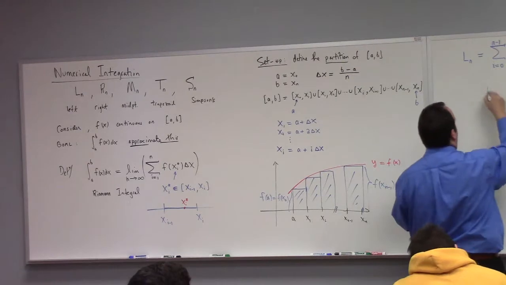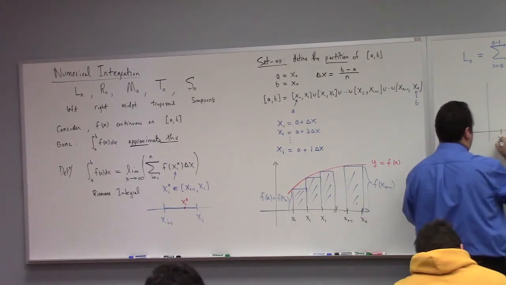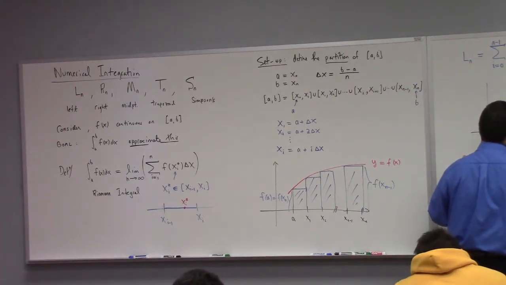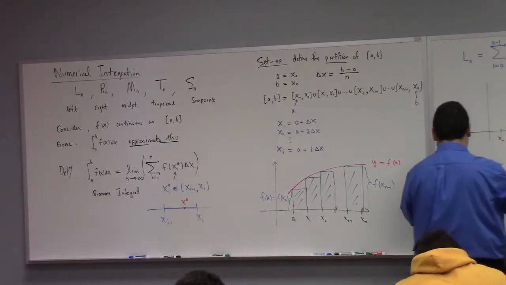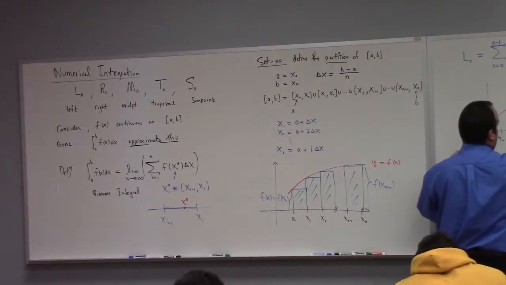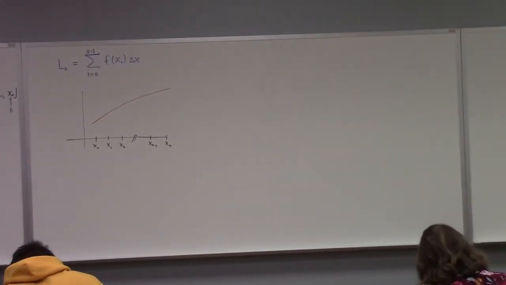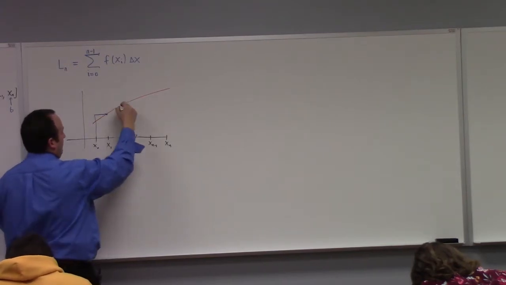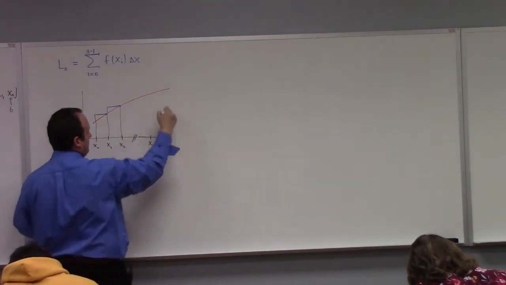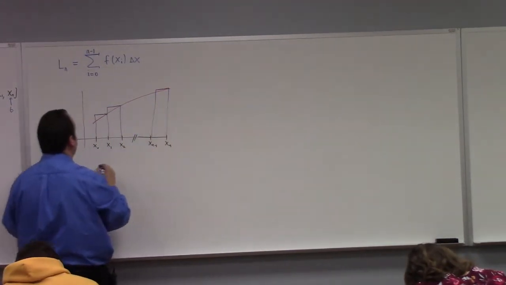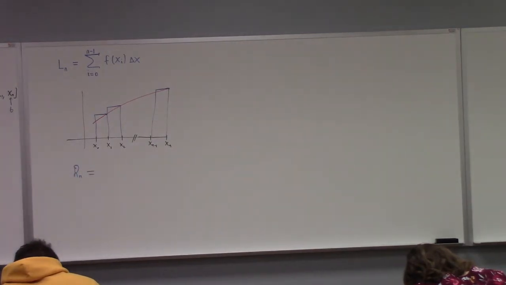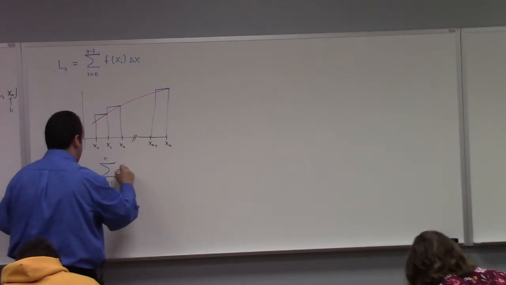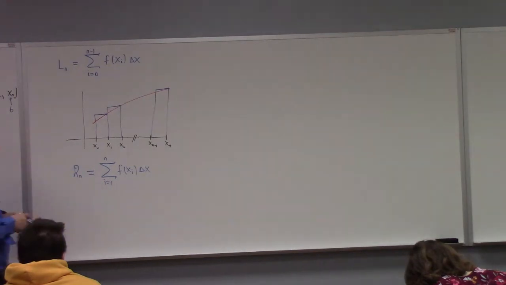Another picture. Again, I'll draw my function kind of the same sort of thing. Now the right endpoint rule, what's that look like? For the right endpoint rule, we use the right endpoint of each sample to fix the height of the box. So what's the formula for the right endpoint rule? Almost the same thing, but what? Sum i equals 1 to n of f of x sub i delta x. This is the right endpoint rule.